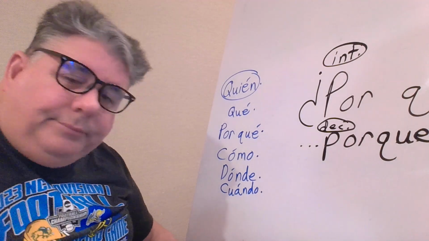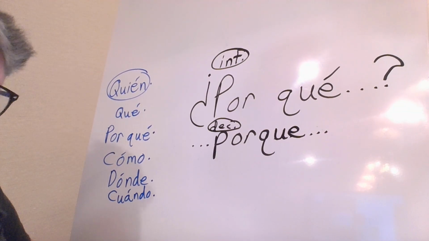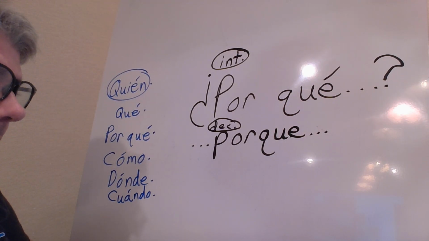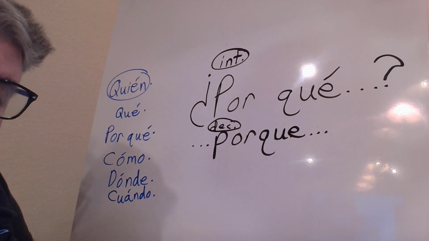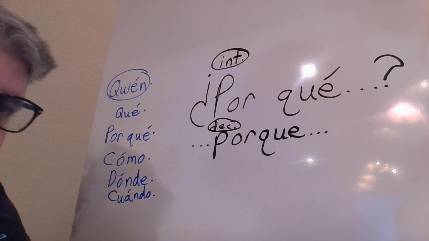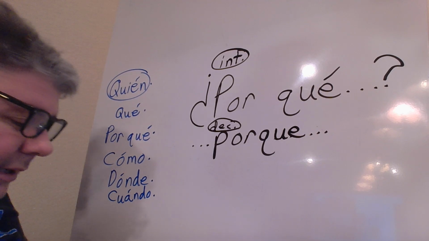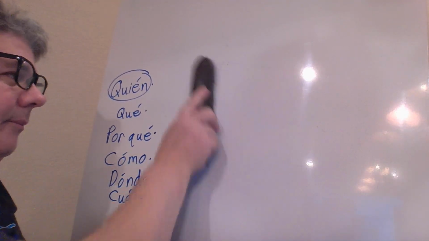Something like that. So again, interrogativa, dos palabras con acento. Declarativa, una palabra sin acento. ¿Por qué? In the question form, and then porque, as in because, in the declarative form. Doing excellent. Now let's go to another higher order thinking question.